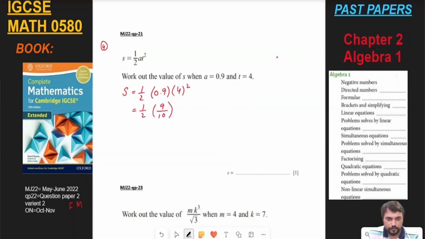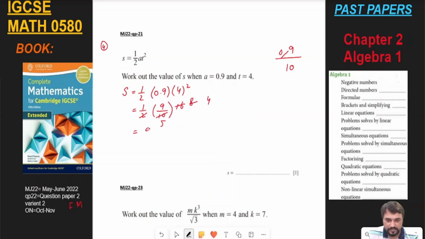In order to do that, for 0.9, in the denominator we place 1 for the decimal, and for the digits after the decimal we place zeros. If there are 3 digits, then we place 3 zeros, and if we have 4 digits, then we place 4 zeros, and so on. So 4 square is equal to 16, and we are going to cancel it: 2 times 1, 2 times 8, and again we can cancel 2 times 5, 2 times 4.